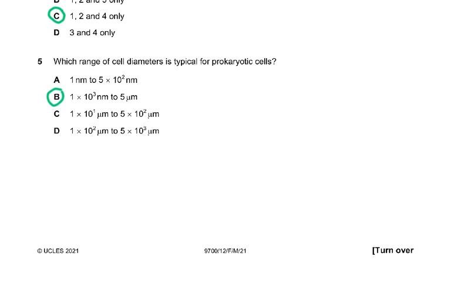Which range of cell diameters is typical for prokaryotic cells? Now this is something that you just have to learn. It is 1 into 10 raised to the power 3 nanometers to 5 micrometers. So this is something which we have to learn and understand, which are the dimensions of a typical prokaryotic cell.